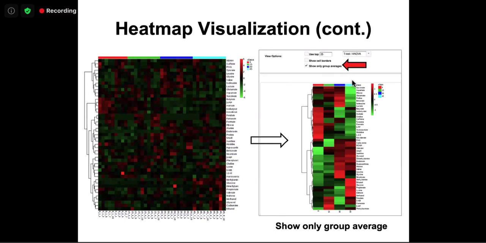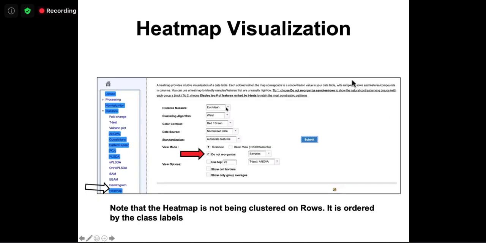Here is the heat map visualization, and you can see there are many options: distance clustering algorithm, color contrast, and data source. You can cluster on raw data or normalized data. You can do standardization or auto scaling or not. You can choose the overview or the detail view. The detail view gives you a huge plot with more details, but it is restricted to 200 features.